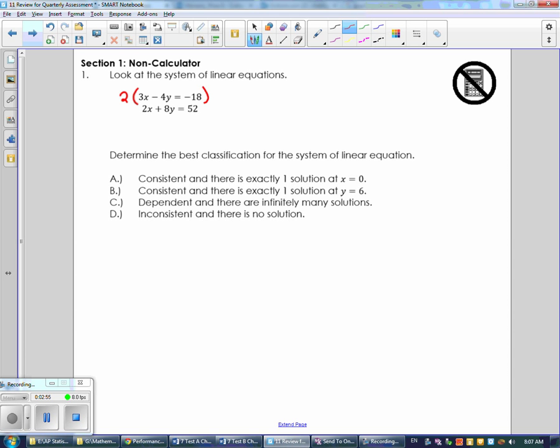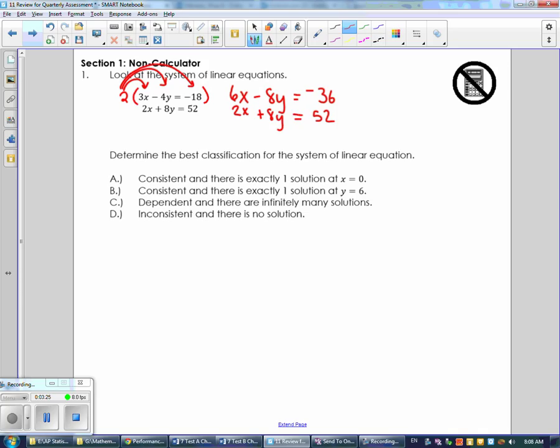Now, if I'm going to transform this equation, I do have to remember to distribute the 2 to each term. And so if I do that, I'm going to end up with 6x minus 8y equals negative 36. The second equation I don't need to modify, so I'm just going to rewrite it as 2x plus 8y equals 52. Now if you think you've got it from here, go ahead and press pause and solve the rest of the system yourself. If you still need a hand, then keep watching.